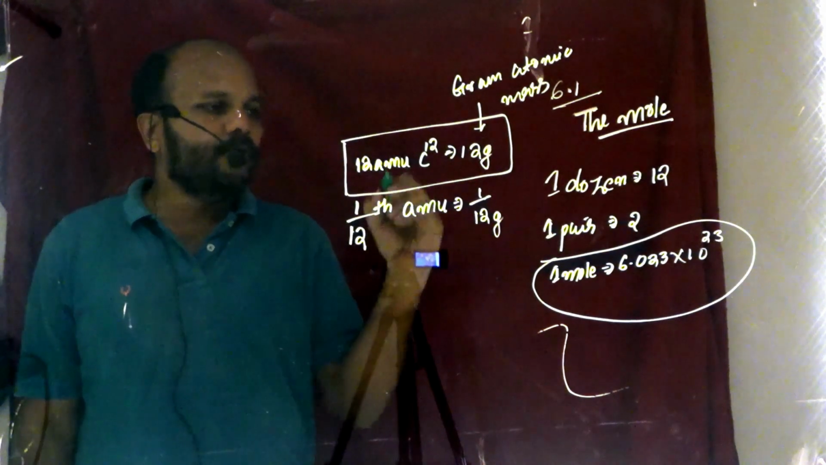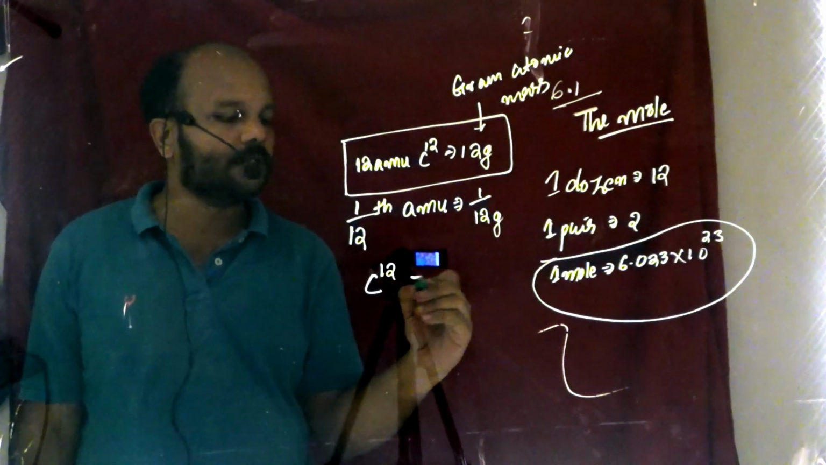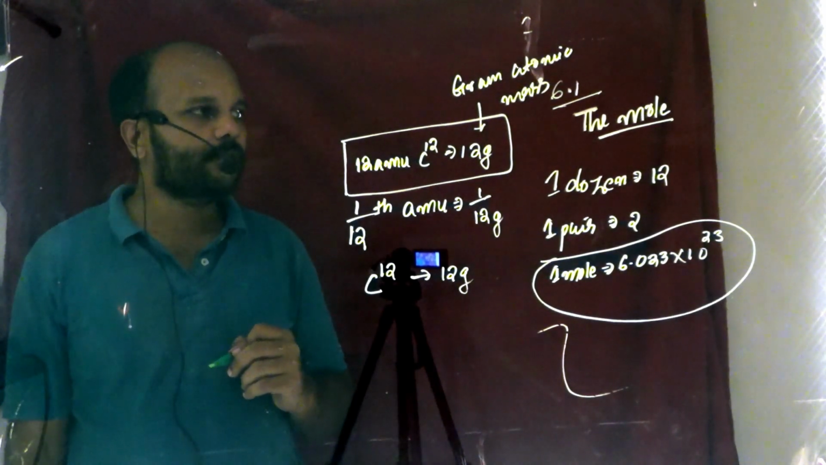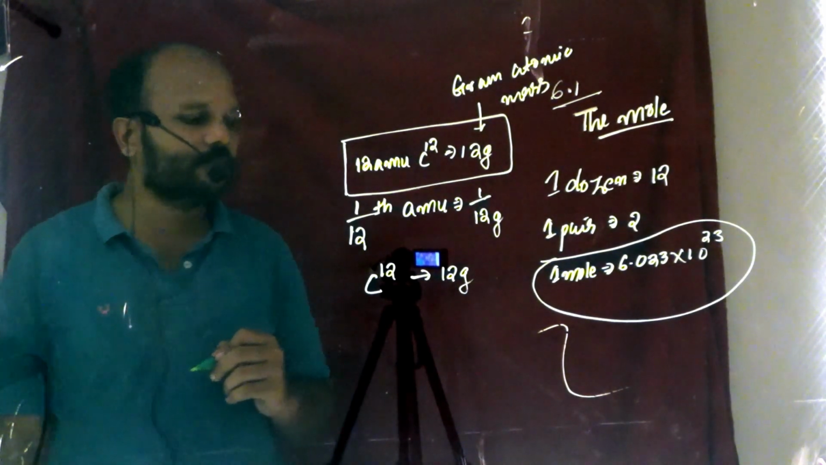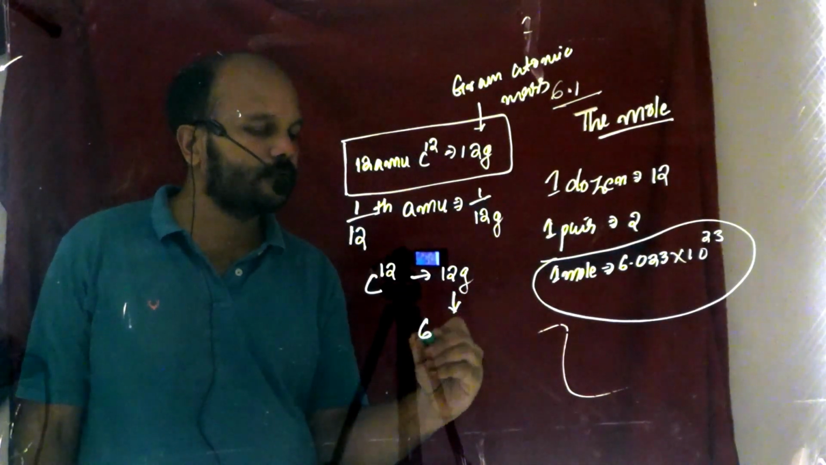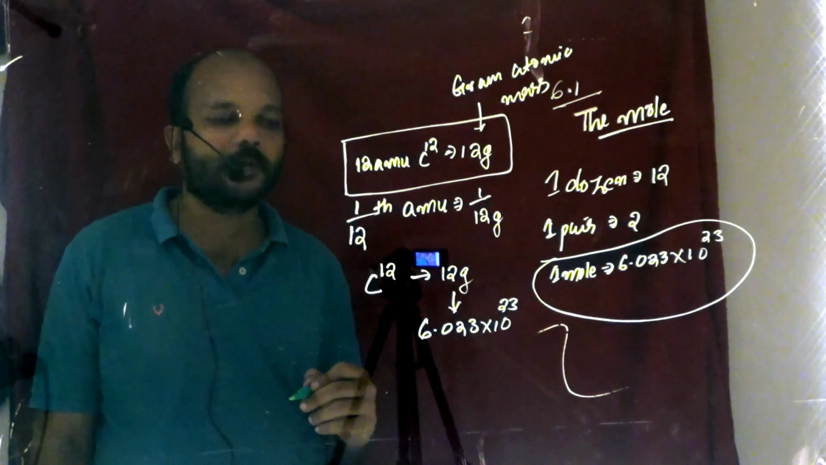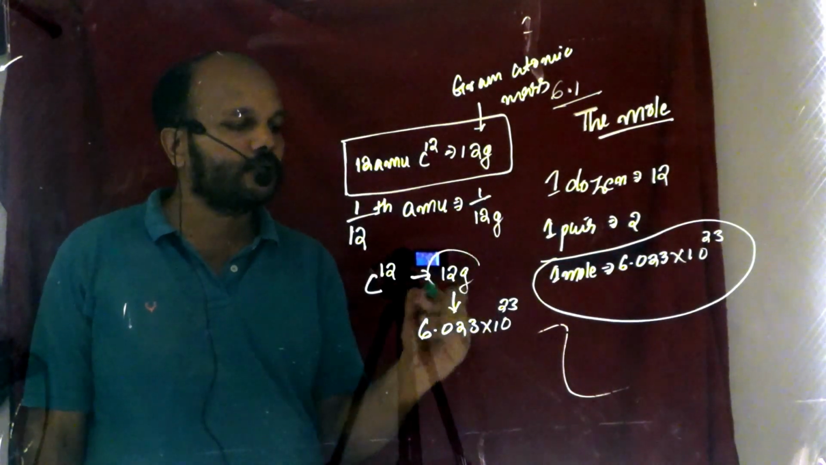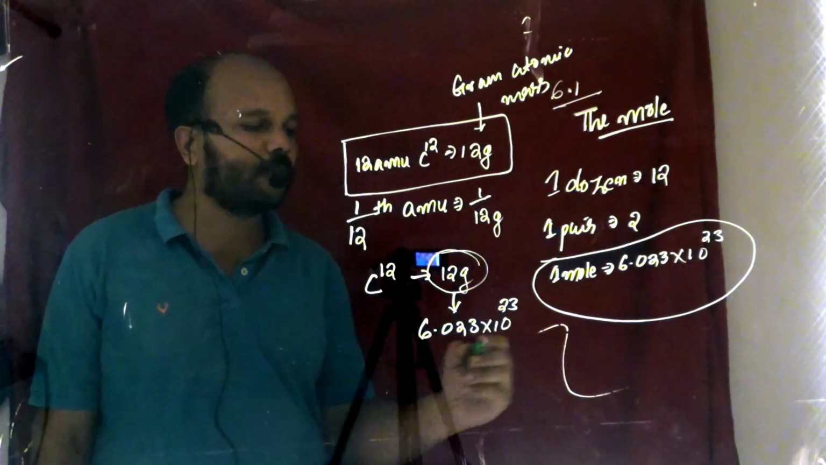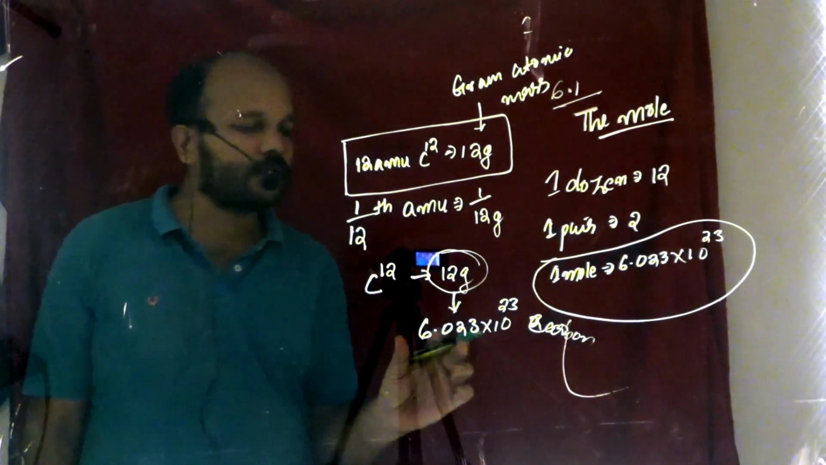So if you count the carbon particles in 12 gram, how many carbon particles are there in 12 gram? That is going to be 6.023 into 10 raised to 23 number of particles. That means if you take 12 gram of carbon, this is going to contain 6.023 into 10 raised to 23 number of carbon particles. Actually, this is a huge number.